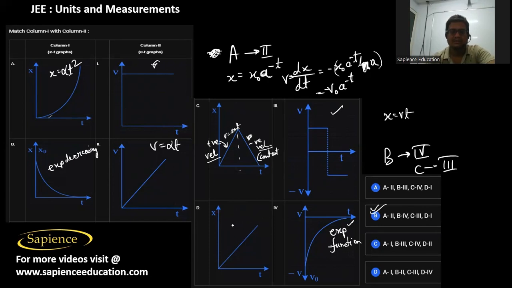And then D, here also x is a linear function of time. So x is equal to v naught into t, I can say. So here dx by dt will be equal to v naught. So it is moving with a uniform or constant velocity. So D will match with 1. So A2, B4, C3, D1. So option B is the correct answer.